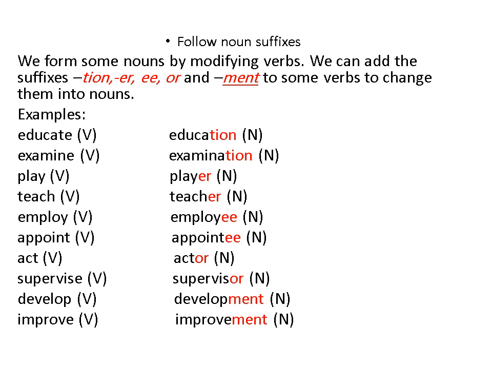Look at the examples. Educate is a verb. Education becomes a noun. When we added -tion or -ion, it changed the verb into a noun. Examine, to test. Verb. When we added -tion or -ion, examination became a noun.